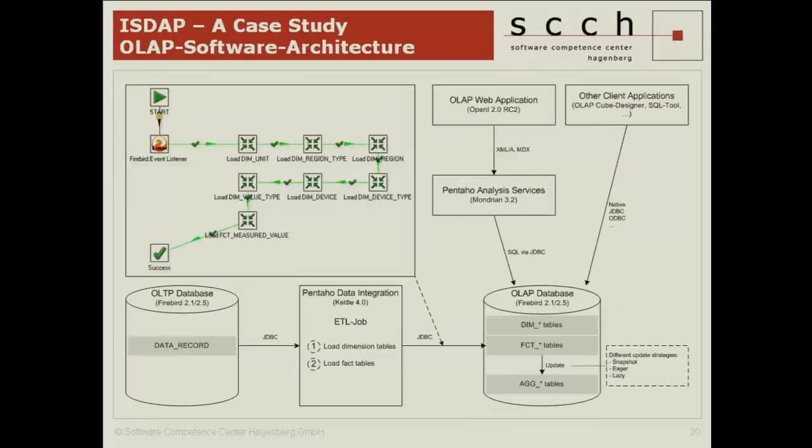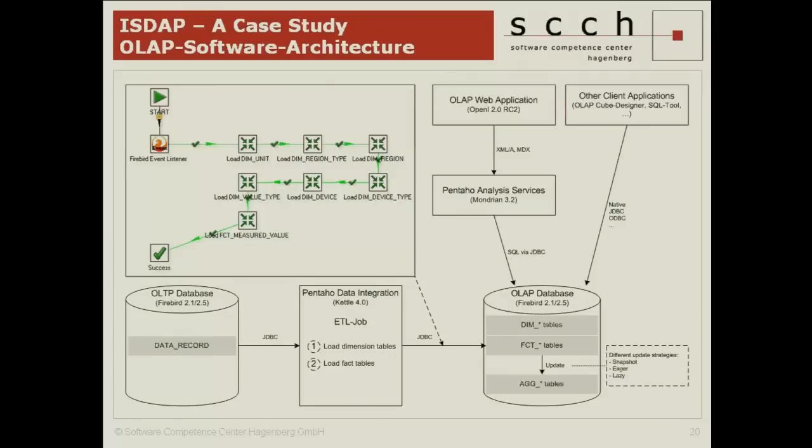So the analytical software architecture looks like this. We have our transactional database with a table called data record, which usually stores the measure value out of the field. Then we have an ETL job using Kettle, or Pentaho Data Integration, for extracting the data, transforming, and loading it into our analytical database. Our analytical database consists of a few dimension tables, a fact table, and in our example, I've built one aggregate table to speed up very common query scenarios.